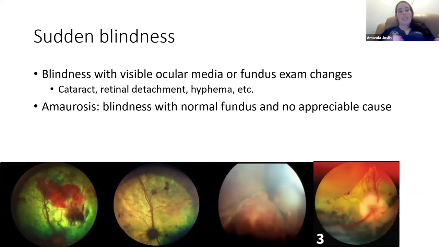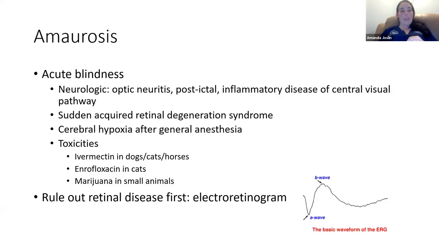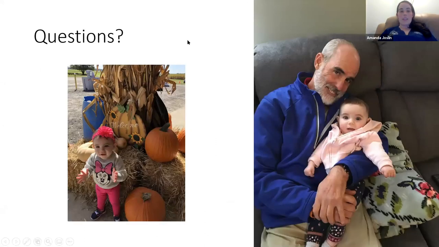If you see the reason, it has a cataract, it has glaucoma, it has retinal detachment, you go with that. If you do not see the reason, and it's a totally normal eye, the answer is either sudden acquired retinal degeneration syndrome, or you have a neurologic disease, in which case you would do an electroretinogram to differentiate the two. So just other causes of acute blindness.